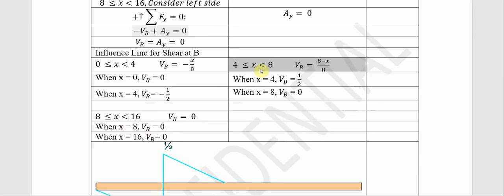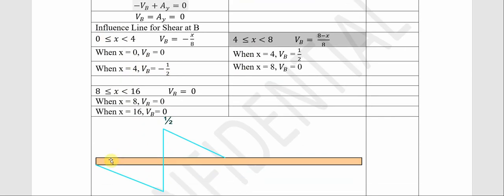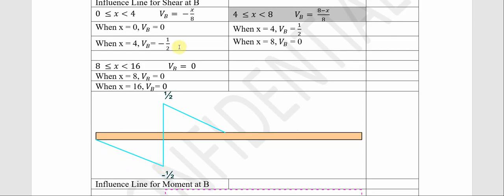So using this principle, we're now going to draw our influence line. From 0 to 4, what do we have? It goes from 0 to minus half. So 0 to minus half. Now this is 0 to 4. Now from 4 to 8, at 4 we have it to be half. So we protrude it to half, on the positive side.